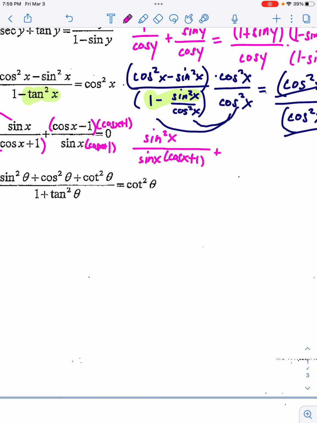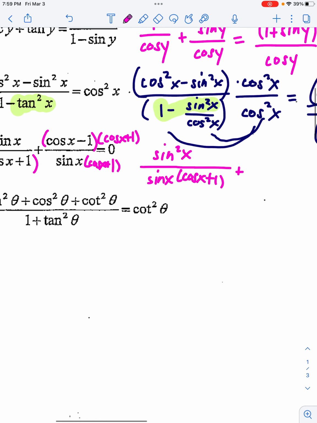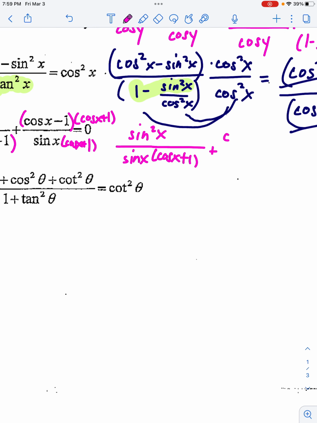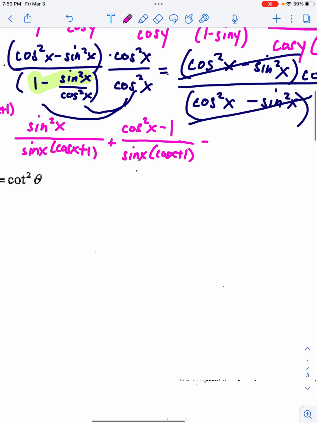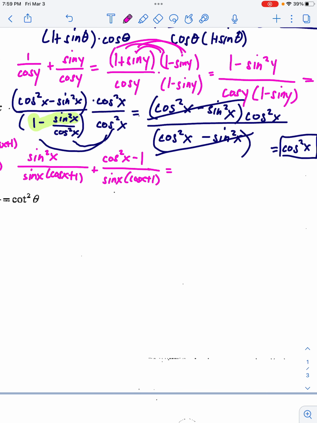And add in, when I expand the top here, I just FOIL, just like in algebra. I get cosine squared x minus 1 all over that same denominator, sine x times cosine x plus 1. And again, it's often a good idea not to expand the denominator out. Just leave it like that. Don't distribute the sine yet, okay? So adding those terms across the top, I get sine squared of x plus cosine squared of x minus 1 all over my denominator.